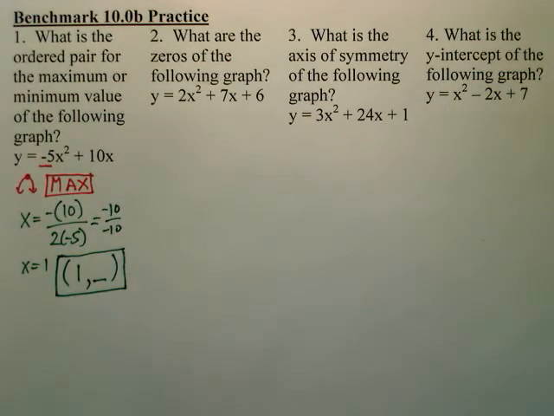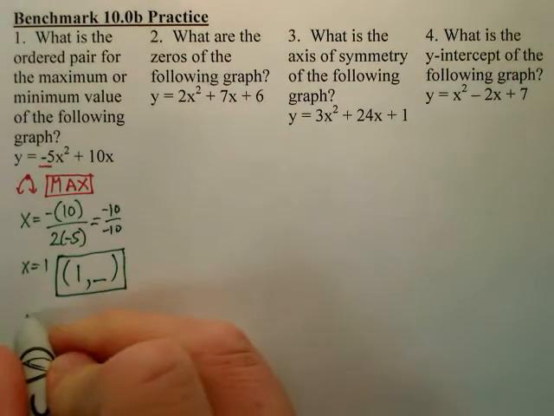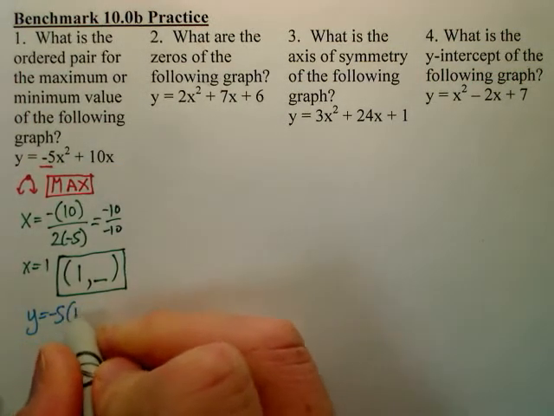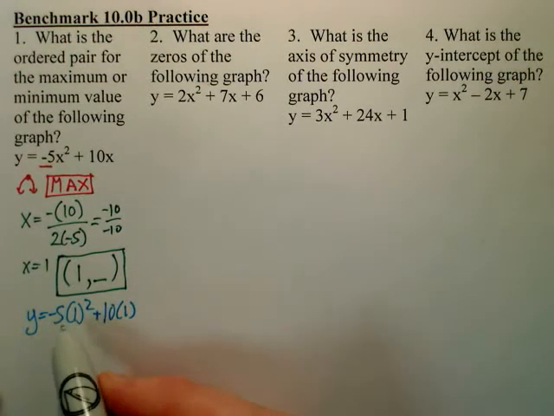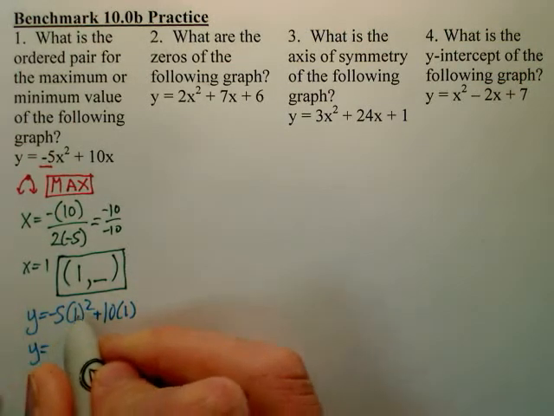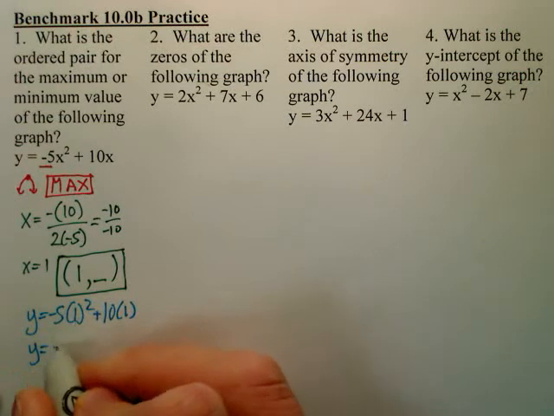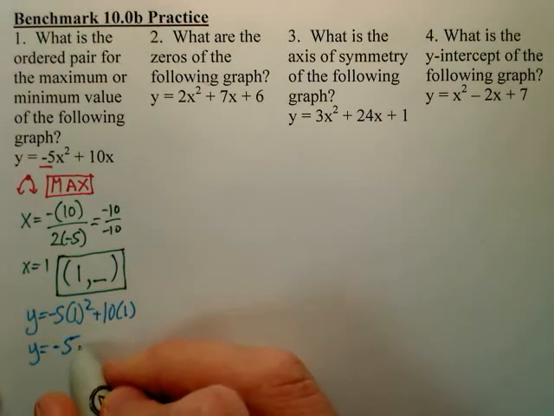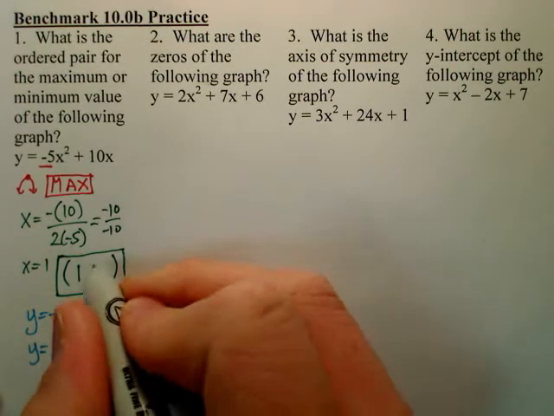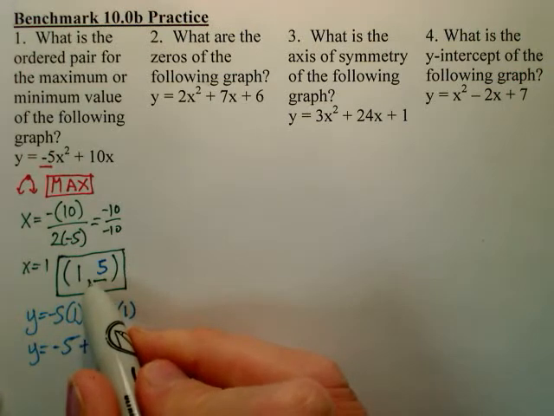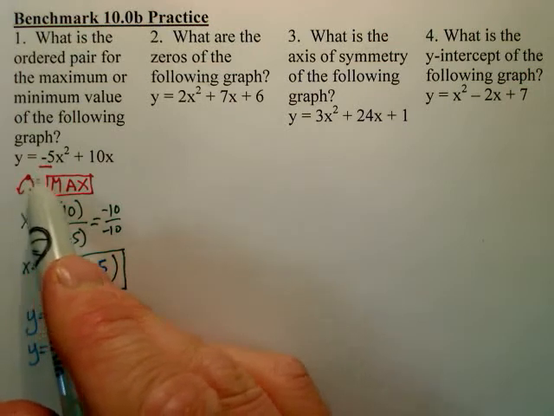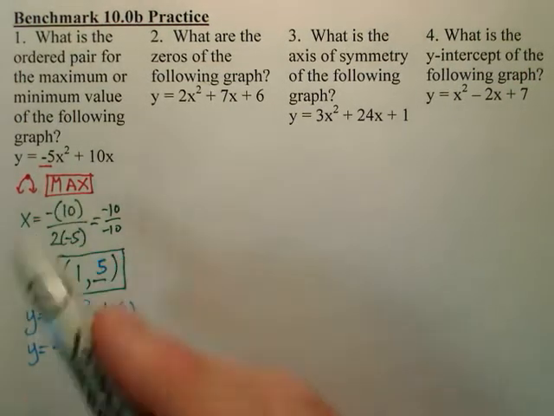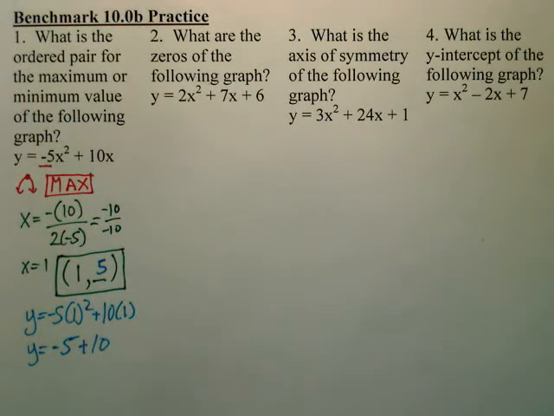How do I find out the exact coordinate of that? I simply plug in 1 to the equation. And when I plug in 1, that gives me y equals 1 squared is simply going to be 1. Negative 5 times 1 is negative 5. And 10 times 1 is 10. So negative 5 plus 10 is 5. That is my vertex, also known as my maximum, because when I think about the graph, that vertex is a maximum value. It would be a minimum if it was a happy face. That's how you find max or mins.